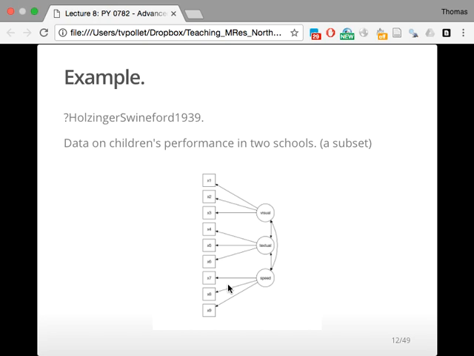So an example. This is actually from the lavaan tutorial, and this is the type of model we're going to try and reconstruct. It's data on children's performances in two schools, called the Holzinger-Swineford data from 1939. It's a classic structural equation modeling example. You have three items measuring kids' visual performance, three items measuring kids' textual performance, and three items measuring kids' reaction speeds. The idea is that they're hidden constructs.